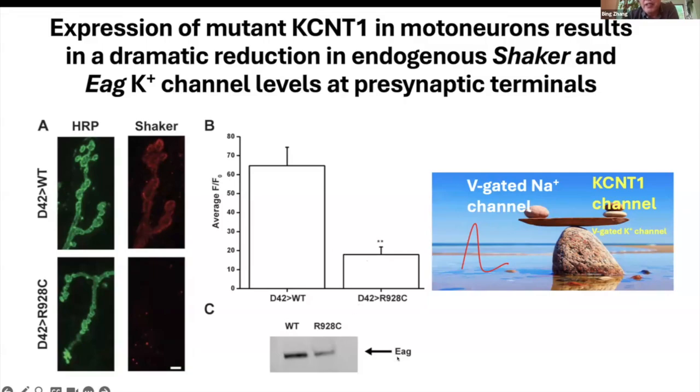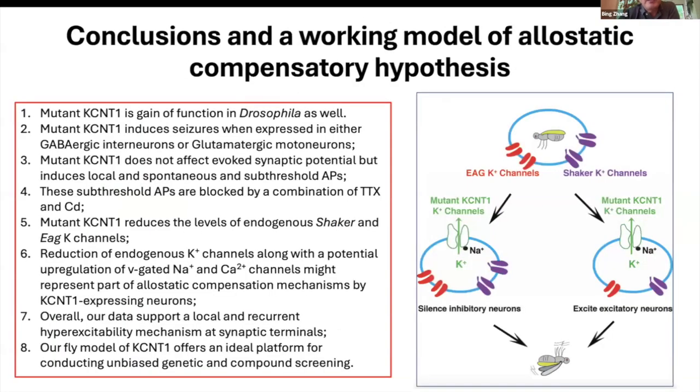And then we also have an antibody for another potassium channel called EAG. This one, unfortunately, cannot stain the nerve terminal, but by Western blot, you can also see a reduction. So therefore, what we think is happening here is you have a fly which has endogenous potassium channels, EAG and Shaker.